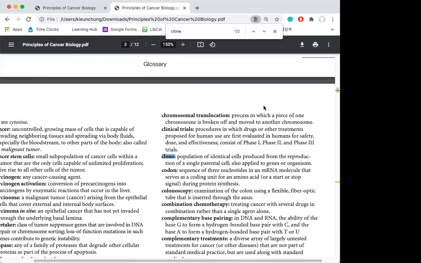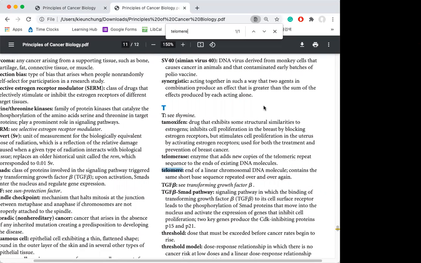Clone. Population of identical cells produced from the reproduction of a single parental cell, also applied to a gene or organism. Telomere. End of a linear chromosomal DNA molecule containing the same short base sequence repeated over and over again. Telomerase. Enzyme that adds new copies of the telomeric repeat sequence to the ends of existing DNA molecules.